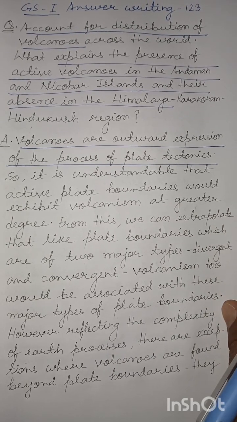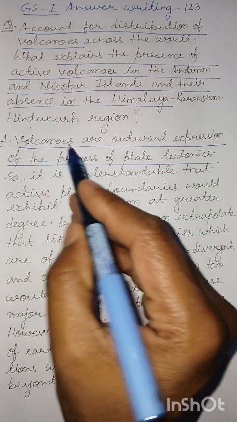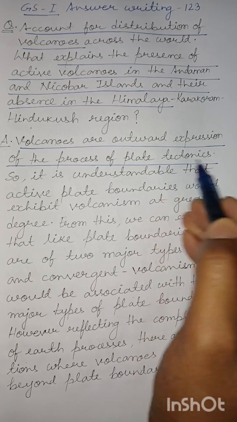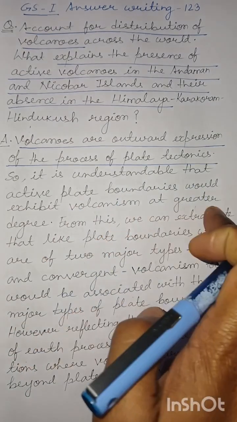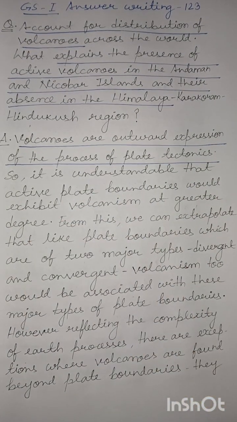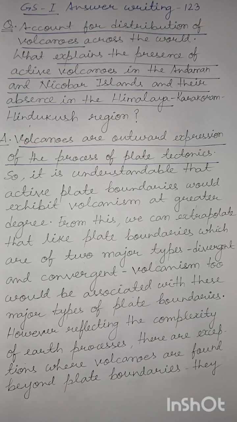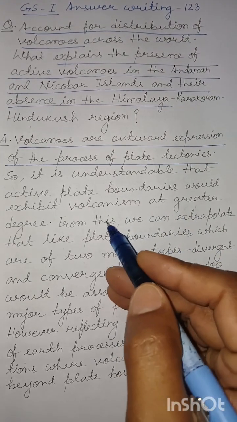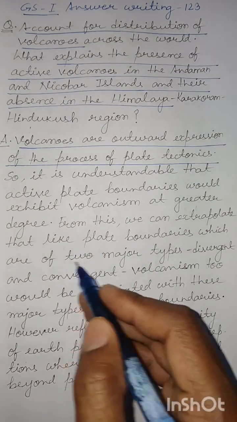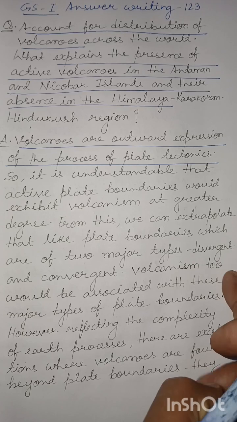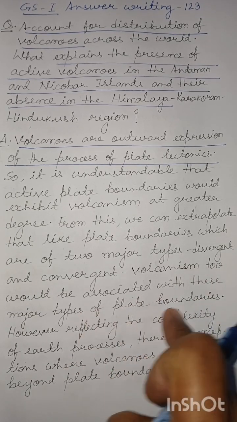We are introducing our answer by making a very important observation that volcanoes are the outward expression of the process of plate tectonics. So it is understandable that active plate boundaries would exhibit volcanism to a greater degree. What we are doing here is talking of a basic fact that volcanism is almost always due to plate tectonics, that is, the movement of, as you certainly know, the plates of the earth's crust. And so it is again intuitive that like plate boundaries, which are of two major types, divergent and convergent, volcanism too would be associated with these major types of plate boundaries.